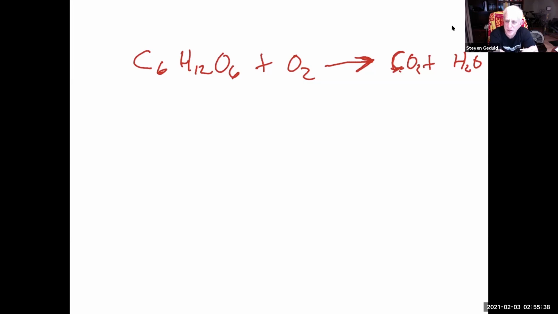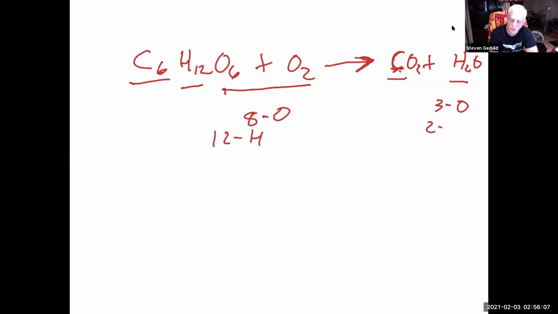Is that balanced? No, it's not, right? You've got 6 carbons here, and 1 carbon here. You've got 12 hydrogens here, and 2 hydrogens here. You have a total of 8 oxygens here, and a total of 3 oxygens here. So there are 3 oxygens and 8 oxygens, 12 hydrogens and 2 hydrogens, 6 carbons and 1 carbon. Everybody see that, right? That equation is not balanced.